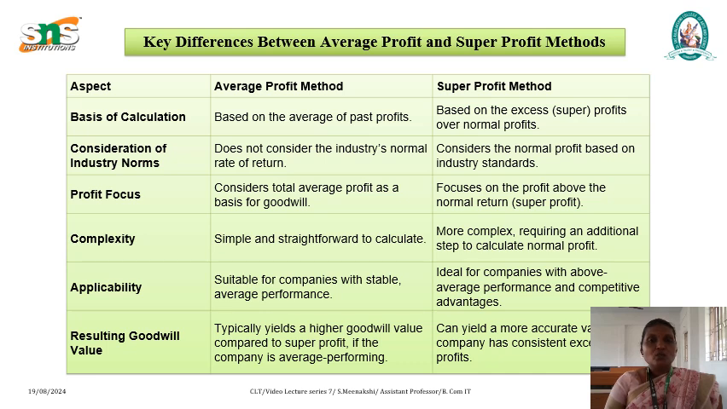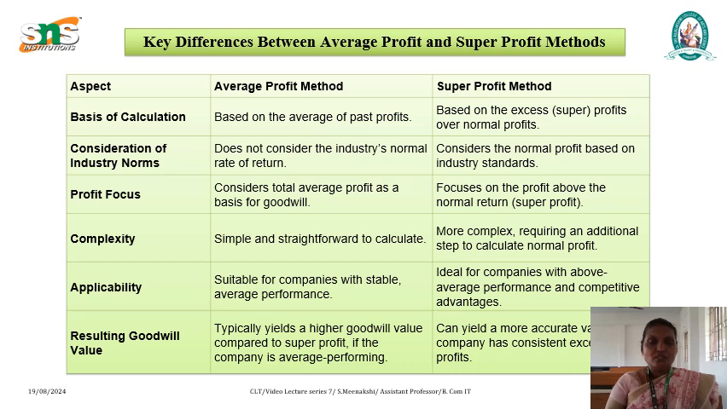Then profit focus. Total average profit is the main factor in the case of the average profit method, whereas the super profit method focuses mainly on the profit above the normal return. The average profit method is simple and straightforward, whereas the super profit method is a bit complex when compared to it. Then applicability. On the basis of applicability, the average profit method is suitable for companies which run stably for a long period of time and have average performance, whereas the super profit method is ideal only for companies with above-average performance and competitive advantages.